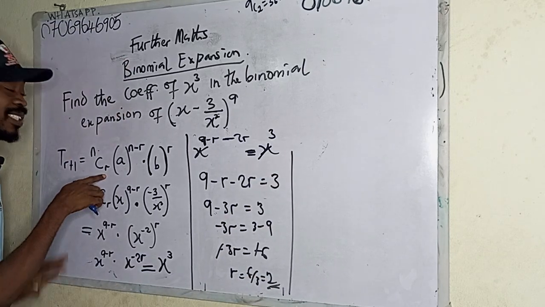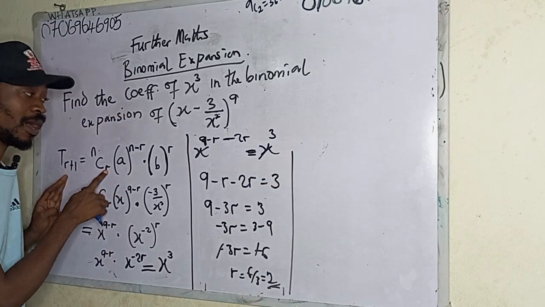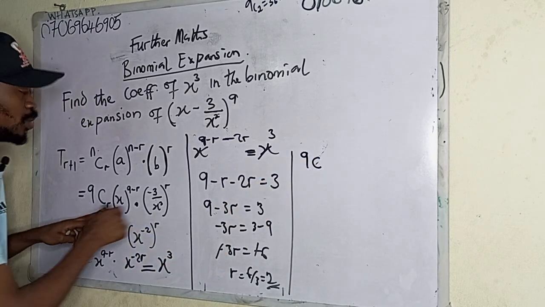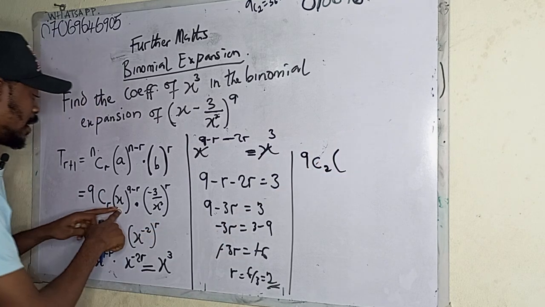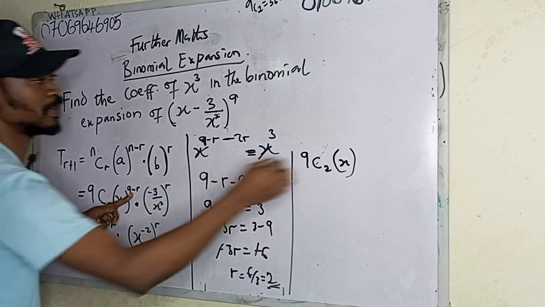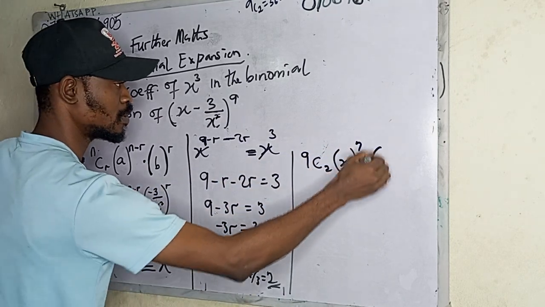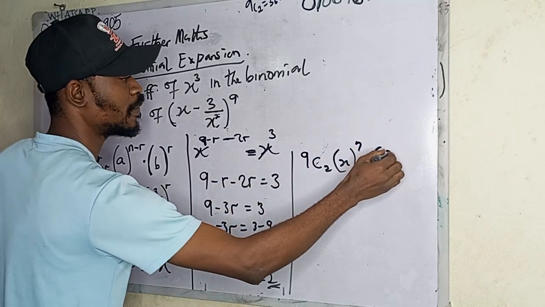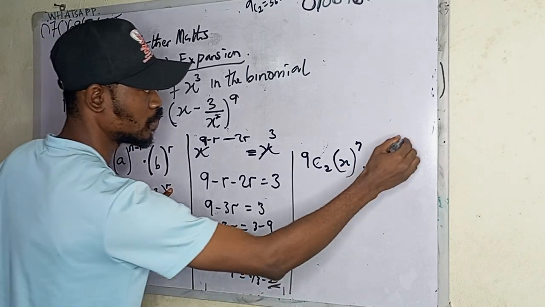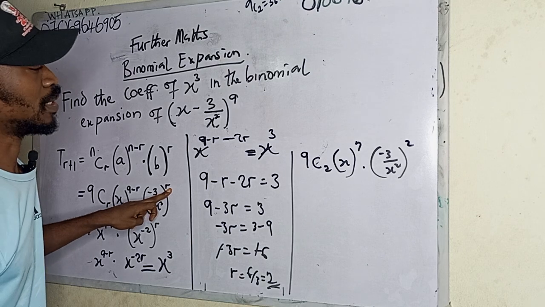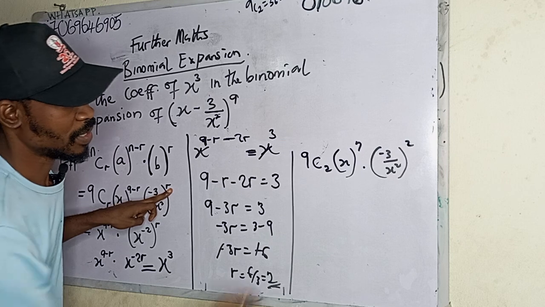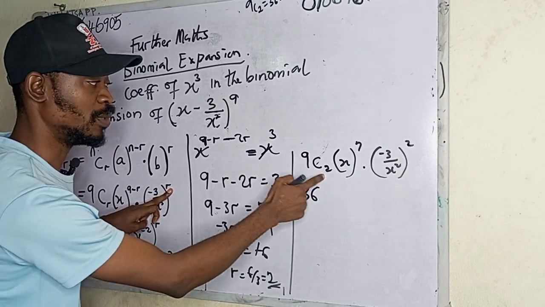We can now go back to the original expression and put in our r. So we have 9 combination 2, open the bracket x raised to power 9 minus r, which is 9 minus 2, which is going to be 7, times, open the bracket again, negative 3 all over x squared, all raised to power r, which is still 2. So we basically just finished. We just need to simplify. 9 combination 2 is going to give us 36. If you press the calculator, 9 combination 2 is going to be 36.